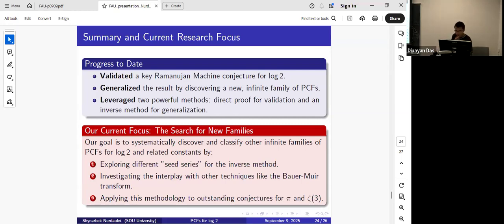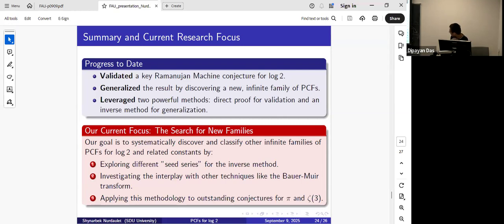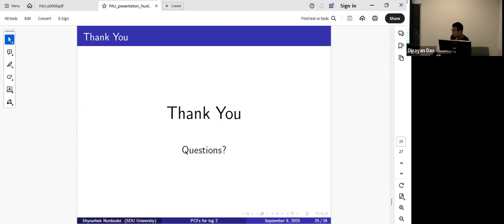I think I'm going to try to apply a method proposed by Chen and Liu to conjectures derived for pi and zeta 3. For zeta 5 and 7, it became much harder. So I think that's all. If you have any questions, please ask.